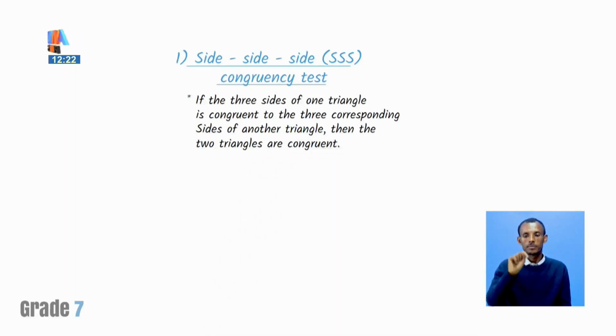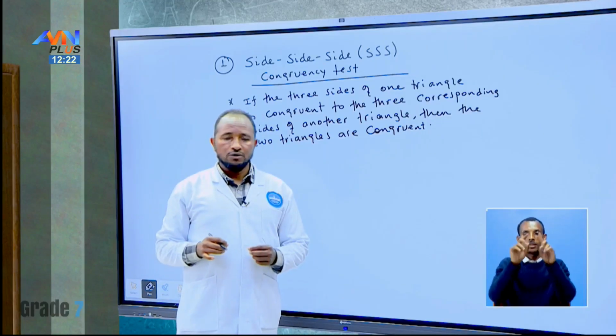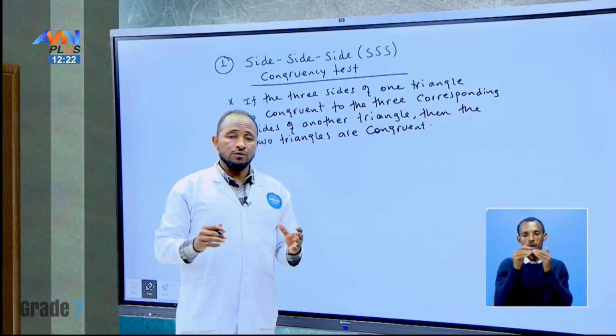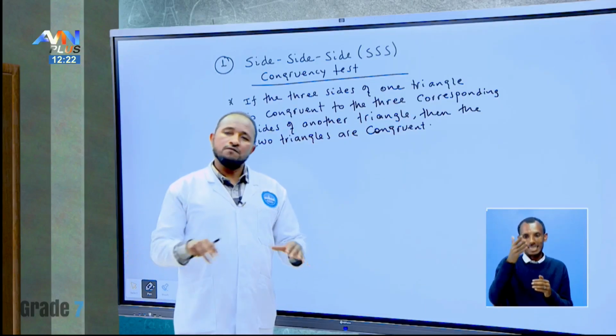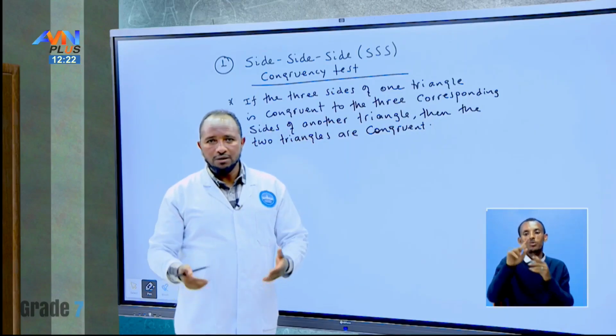And this test is called side congruency test. So in order to judge whether the two triangles are congruent or not, if you know the three sides, if their corresponding sides are congruent, then the two triangles are congruent.